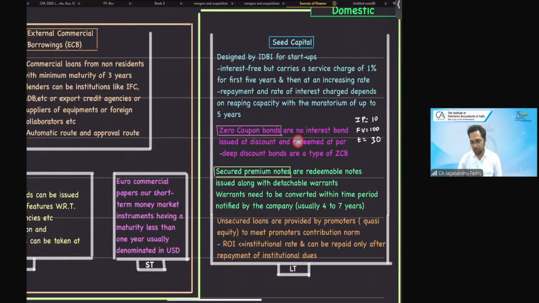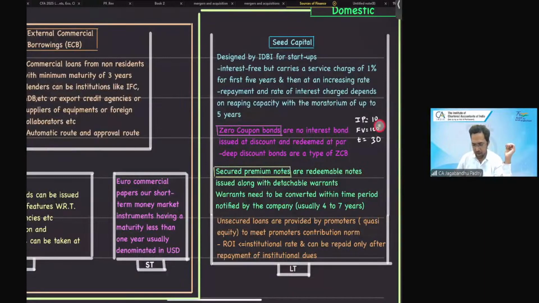Deep discount bonds are like, we are issuing the bond at a price of 10 rupees with a promise to redeem it at a future value of 100. But the redemption will happen 30 years from now. So you pay 10 now and you will receive back 100 at the end of 30 years.